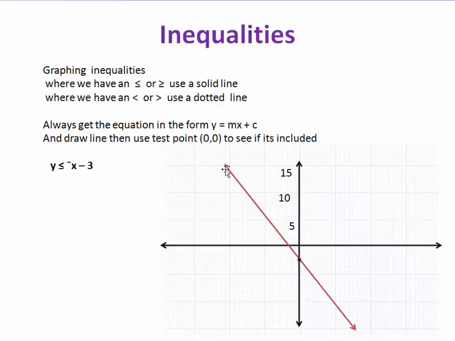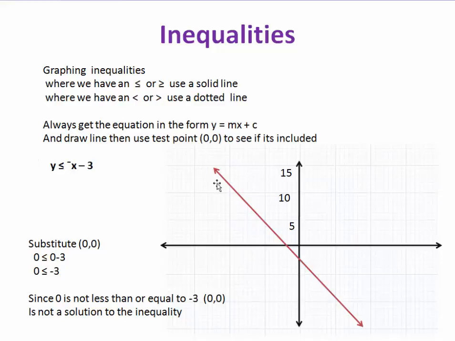So we can draw this line. There's an equal sign, so it's going to be a solid line. Draw a couple of points, so we know it's going to cross the y-axis at minus 3, and then choose another point for our x. Make a point and draw a solid line.